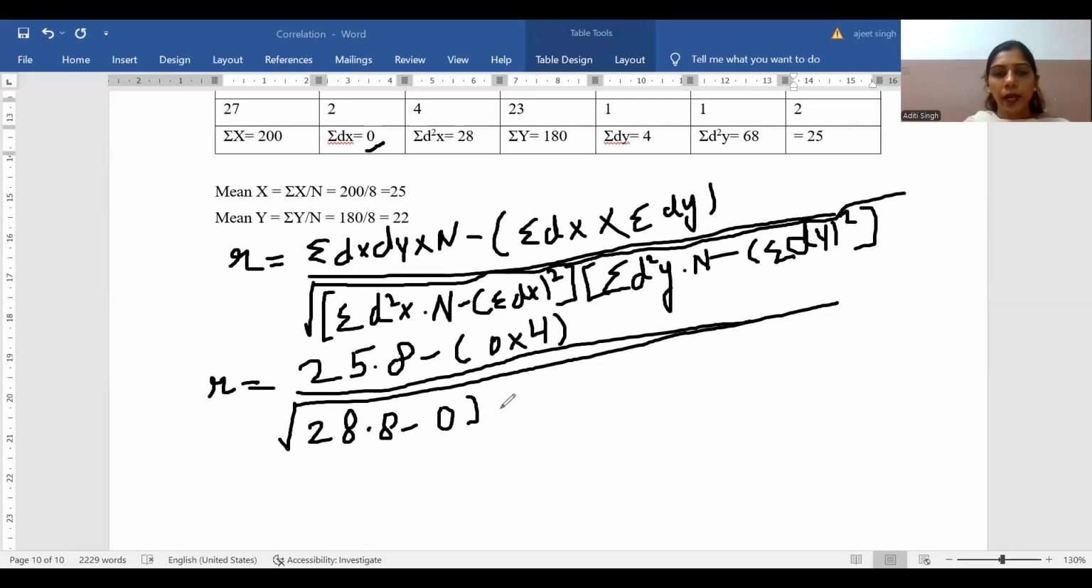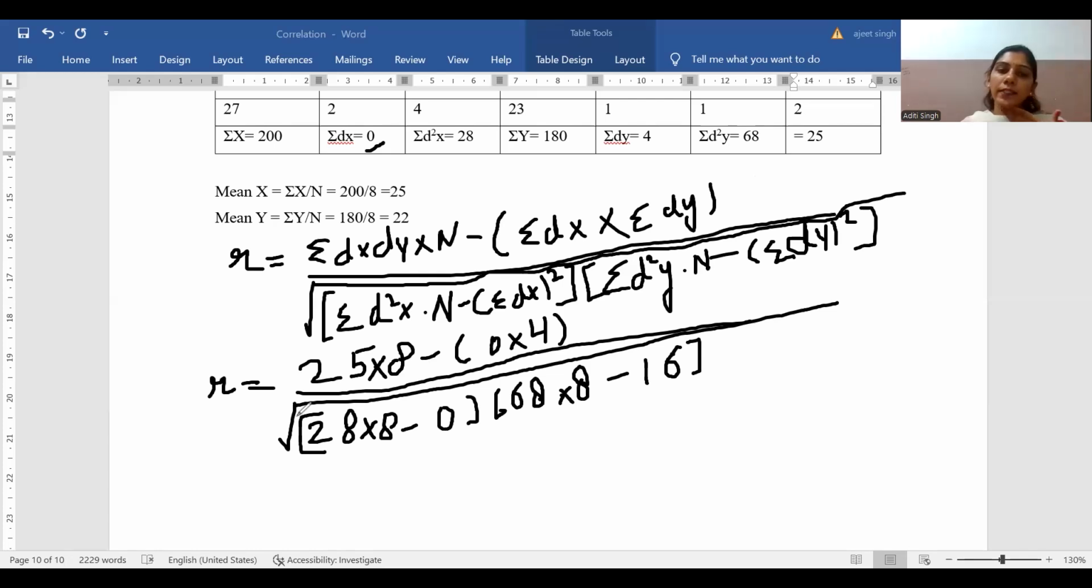Okay, bracket, start another bracket. Sum of d square y is 68. Okay, multiply by 8. It is 8. So this is the sign of multiply. Okay, this is not a point. This is the sign of multiply. Now minus sum of dy whole square. So sum of dy is 4. If we do the whole square of 4 it is 16. Okay.